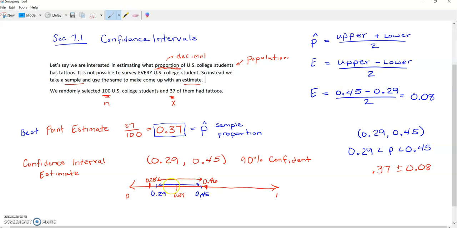Okay, so when I only wanted to be 90% confident, we had a margin of error of 0.08. When I want to be 95% confident, they widened the interval. That's going to have a larger margin of error. I think it should be 0.09. So increasing the confidence level gives wider intervals with a larger margin of error.